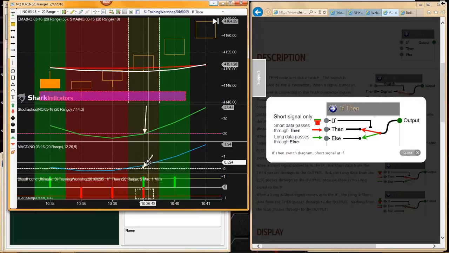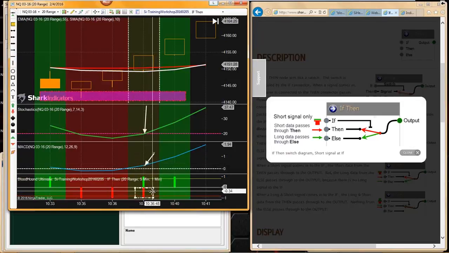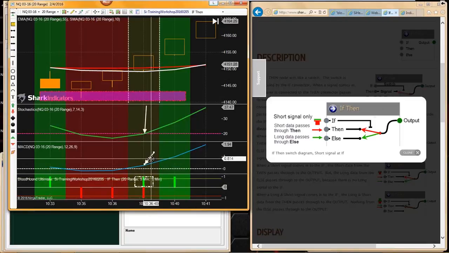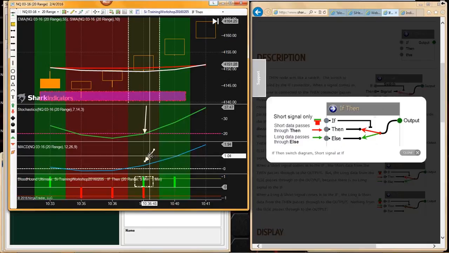So the MACD we can see is above the zero line. So the MACD is giving us a long signal. And so this long signal is coming from the MACD. Right? So there's only a short signal coming into the if. So long signals from the MACD pass through the else to the output. So that's what we got here. So the MACD is connected to the else. And so if the MACD is giving us a long signal, it's going to pass through to the output.